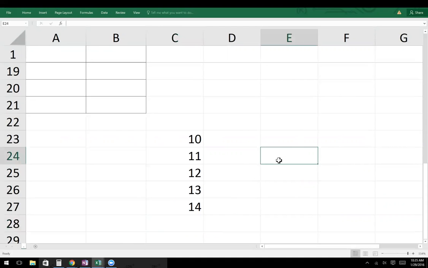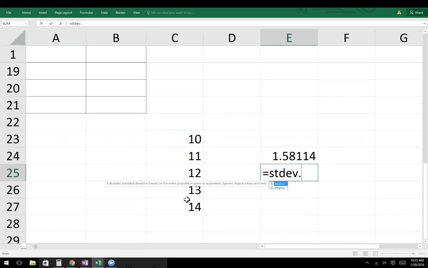So to do standard deviation in Excel, there are 2 types of standard deviation: one for the population and one for the sample. We're mostly going to be doing sample. So STDEV.S. S is for sample. Just highlight the numbers and then hit enter. Easy, right? The S is for sample standard deviation.